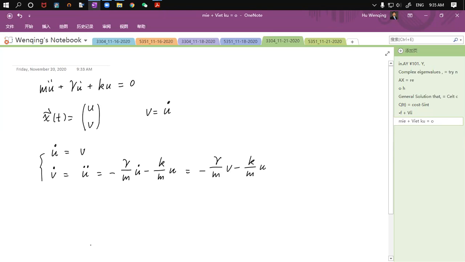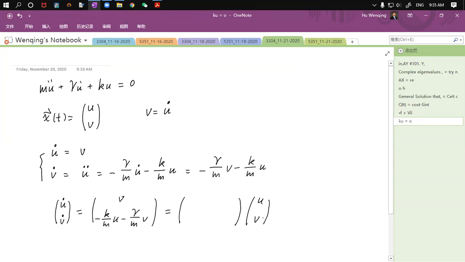So if you write everything more standardly, you're going to see that u dot and v dot, this whole object, is equal to something like this: u dot is v, and v dot is equal to minus k over m of u minus gamma over m of v. Now this object can actually be written as a matrix multiplied by u, v. What is the matrix? Well, it's 0, 1 because there's only a v, and then it's minus k over m and minus gamma over m.